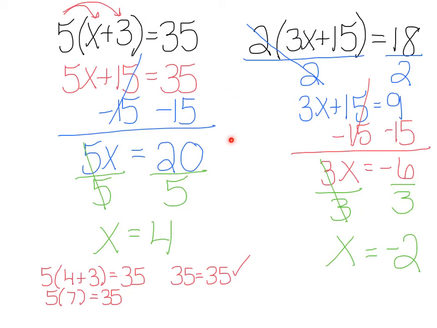Additionally, if you did it this way, where you did the distributive property first, in this case, you would have done 2 times 3x, which is 6x, and 2 times 15, which is 30, and have that equal to 18. You should still get the same answer of x equals negative 2.